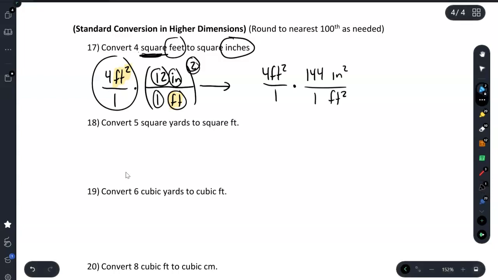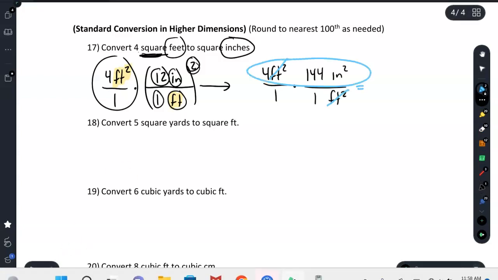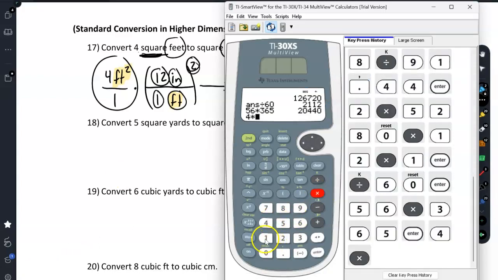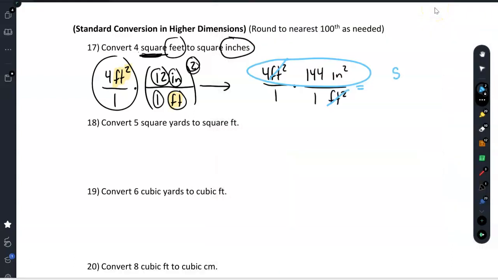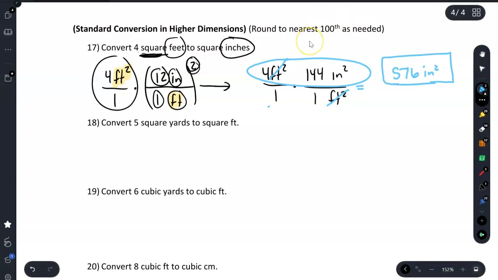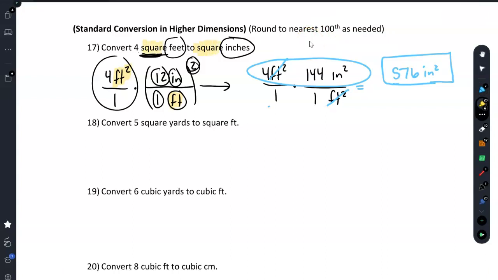So now that I have these in the same format, feet squared can cancel with feet squared, and I just have 4 times 144. Go to your calculator. 4 times 144 gives you 576. 576, and that's inches squared. And on bottom, 1 times 1 is just 1. So I have 576 inches squared. So when you see the word square, if I'm starting with squares, I want to set it up where I have feet squared, but then I'm going to square that whole second fraction, or that converting unit. Let's look at number 19.